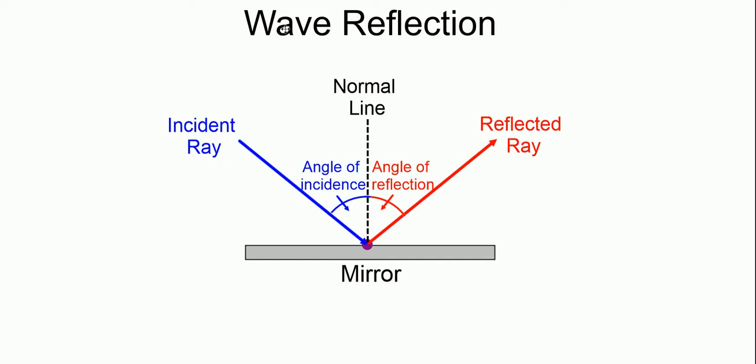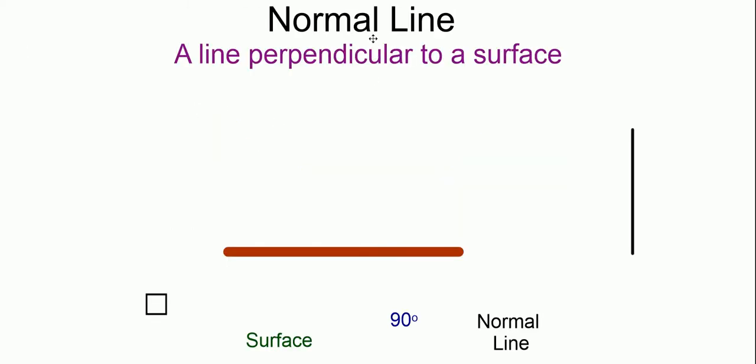In this video, we'll discuss wave reflection, and we'll build a ray diagram like this for reflection. But first, we need to discuss what a normal line is, because we'll use that in the diagram. A normal line is a line perpendicular to a surface.